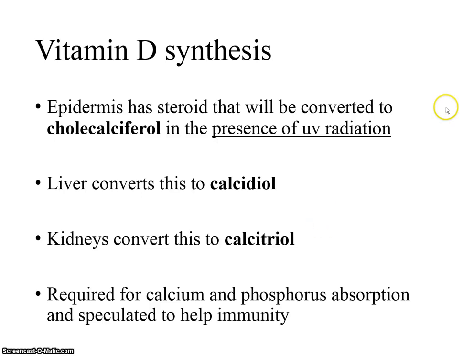So the epidermis has a steroid. Steroids are based on cholesterol, as we mentioned about the hydrocholesterol, that can be converted to cholecalciferol, all right? And this happens in the presence of UV radiation, sunlight. The liver, as I mentioned, there's an intricate exchange between several different parts of the body. The liver converts this to calcidiol, right? And then it's released into the blood, and then it goes to the kidneys, and the kidneys convert it to calcitriol, right? And this is what we consider the active vitamin D.